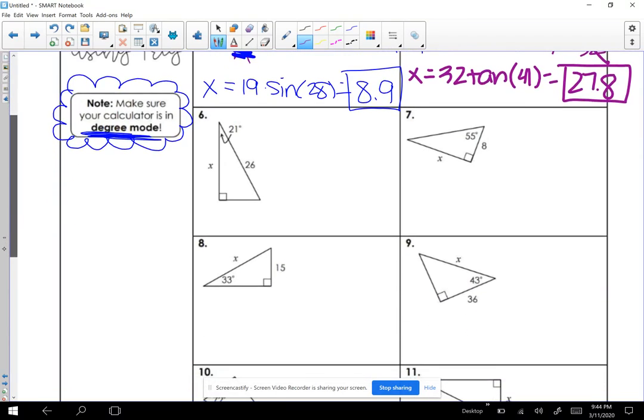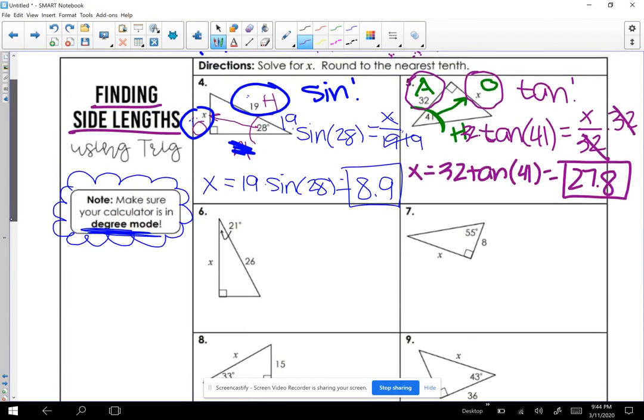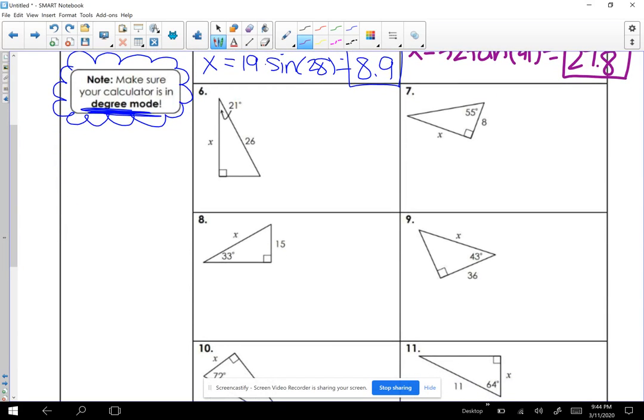So 6 and 7 are very similar to these guys. What I want you to do, I want you to pause this video and try 6 and 7 on your own. I am going to give you just the answer, nothing else, just the answer, so that you can check yourself, similar to what we've done in class before. But I want you to pause, show all the work, try 6 and 7 on your own, and see what you come up with.